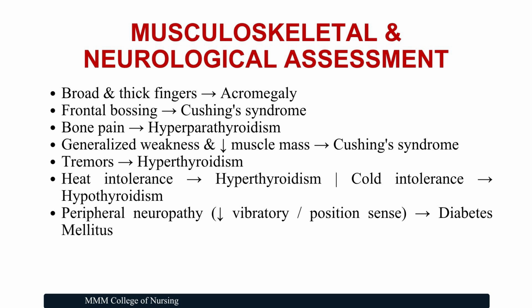Test vibratory sensation with a tuning fork placed on a bony prominence like the big toe and the medial malleolus. And test position sense by moving the patient's toe up or down with the eyes closed and asking them to identify the direction. Any loss of sensation in the feet and lower legs means the patient has peripheral neuropathy, and you have to document this immediately.